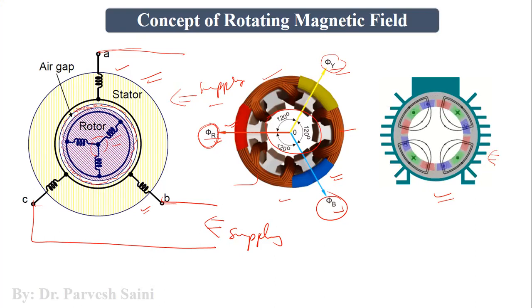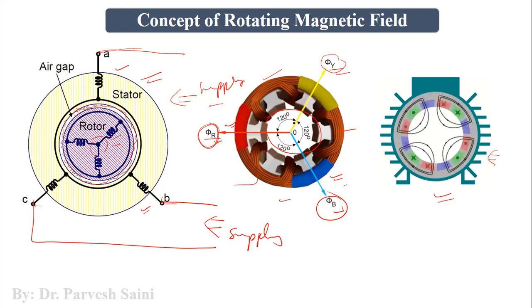Today's purpose is to understand the concept of rotating magnetic field, how this magnetic field rotates in the air gap of a three-phase induction motor. So in this slide, we have covered the connections of a three-phase winding on stator and rotor, both of a three-phase induction motor. The connections could be star connections, delta connections, right? Here, as you can see, we have star connections.